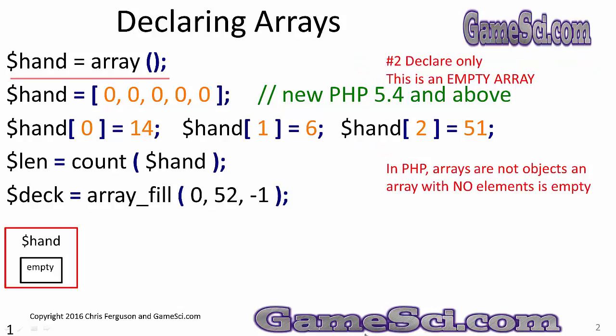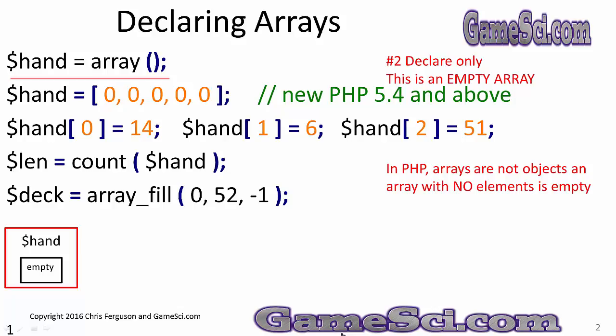So let's look at declare only. We're going to create an empty array here. I'm going to say hand equals array with open and closed curly brace, nothing in it. In PHP, arrays are not objects. An array with no elements is considered to be an empty array. I've created the hand variable here, but I really haven't allocated any slots for it, and I certainly don't have any data in those slots. This is an empty array, hand. Later on in the code, I can put some stuff in it, and it'll fill out just fine. But as of the time this line of code executes, we have an empty array.